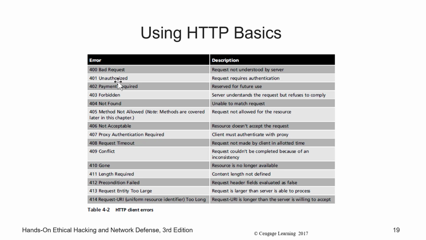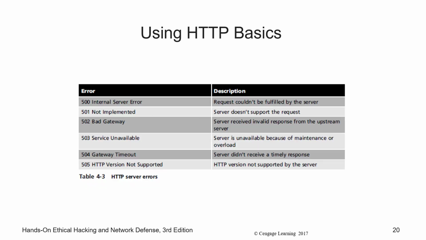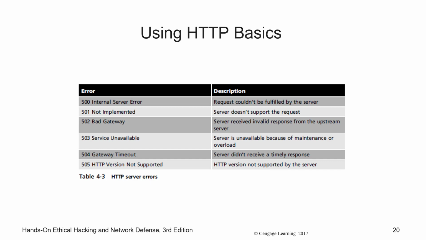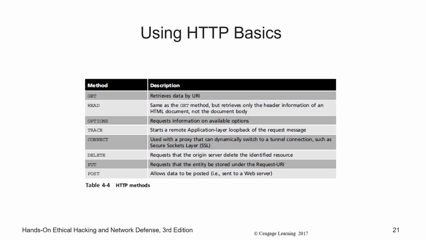Understanding HTTP client requests and responses. Here's a table of various responses for the 400 series and the 500 series. And here are GET, HEAD, OPTIONS, TRACE, CONNECT, DELETE, PUT, POST. These are your basic HTTP methods. It's good to know what the methods are, and when you're listening for web traffic, what the various connections do as they're going across the wire.